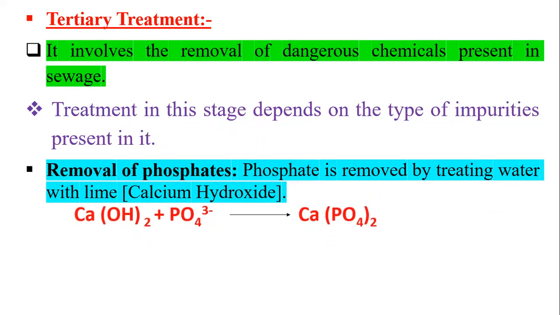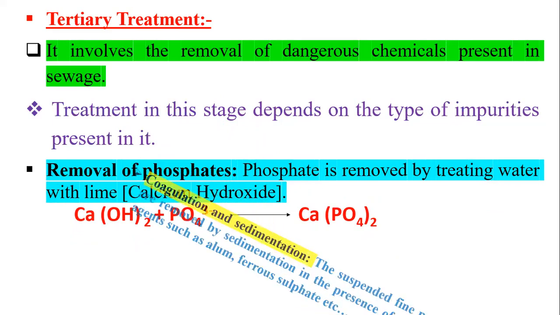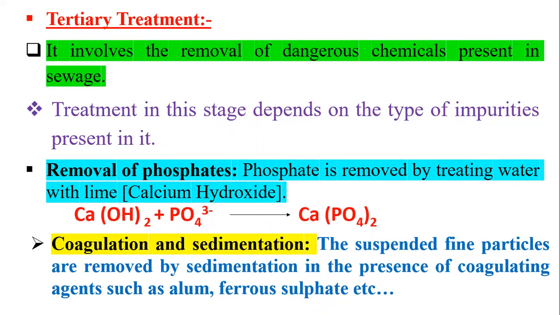Calcium hydroxide reacts with the phosphate ions present in the sewage water. They become calcium phosphate. And then we use coagulation and sedimentation. In the primary treatment also, coagulation and sedimentation is there. Any suspended fine particles which escaped from the primary and secondary treatment, again we can use coagulating agents.